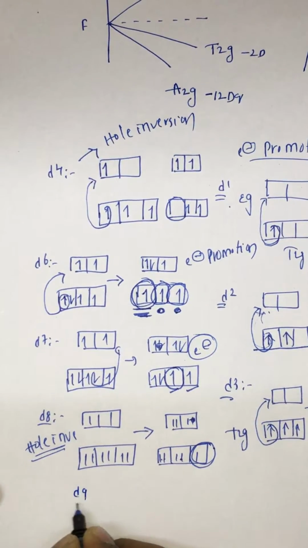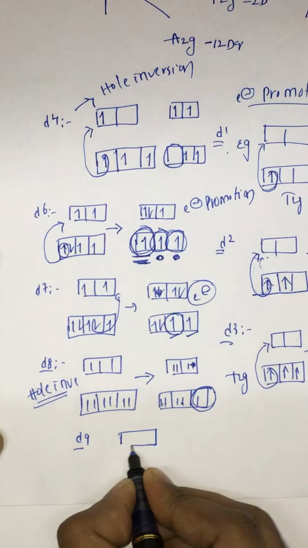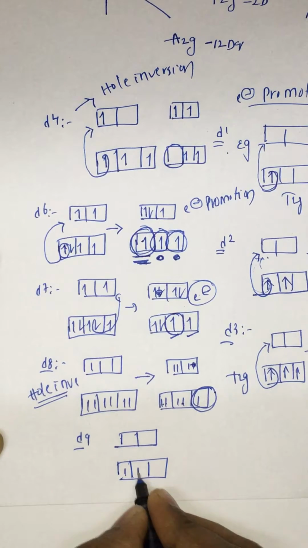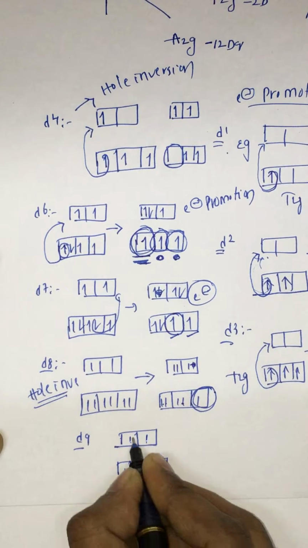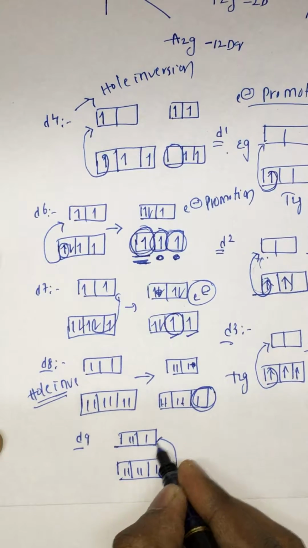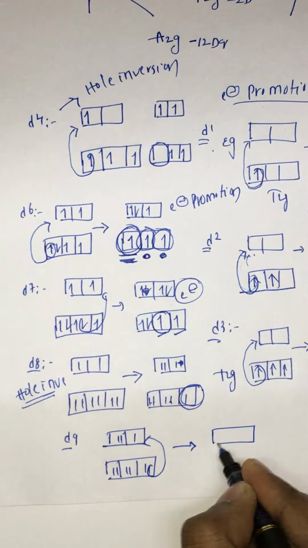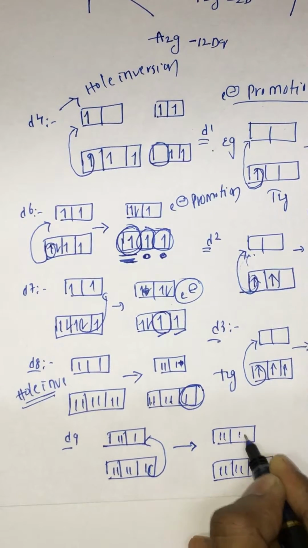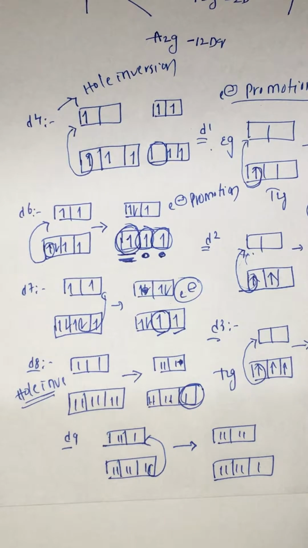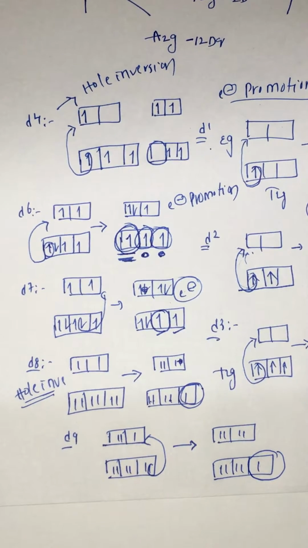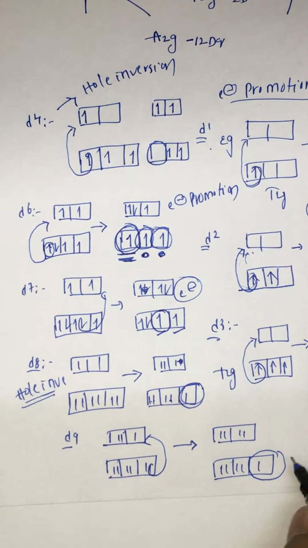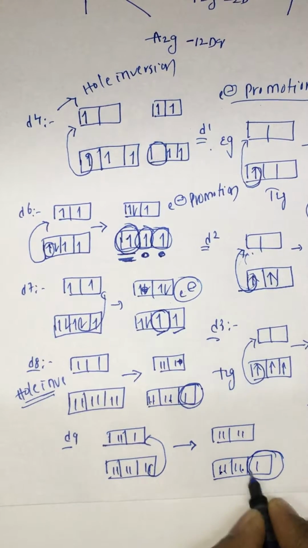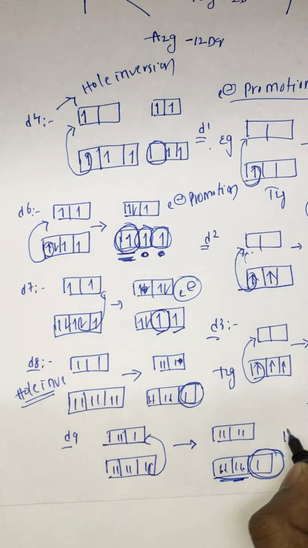Next we have D9. This is the last one. 1, 2, 3, 4, 5, 6, 7, 8, 9. So this electron goes from here to here. And here, see, one orbital is with a single electron, but the remaining two have two electrons, so the same orbital is not there in the T2g orbitals, so this comes under hole inversion.